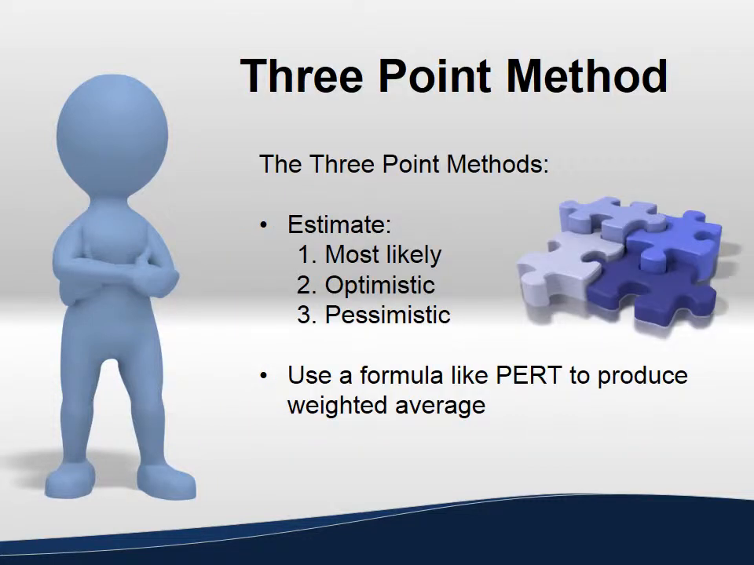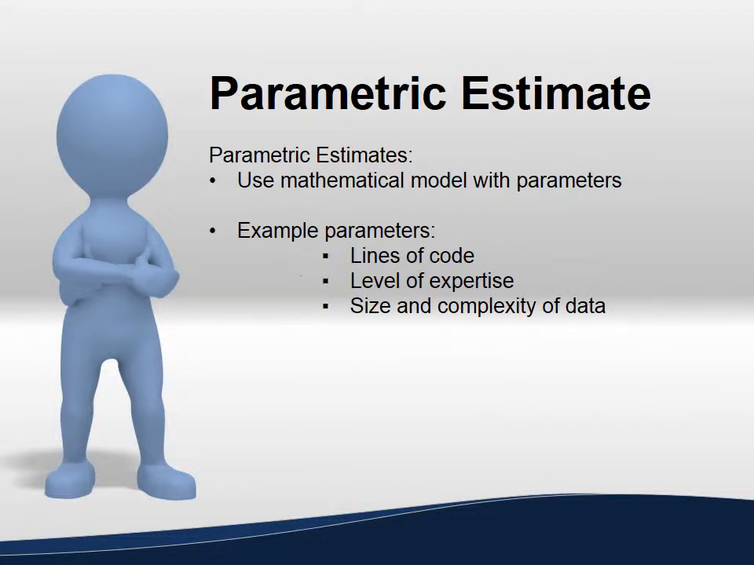The three-point method produces an estimate by estimating the most likely, optimistic, and pessimistic costs for items in a project. Then, using a formula like PERT, these three estimates are used to formulate a consolidated estimate. The parametric method produces an estimate by quantifying every aspect of a project into parameters. These parameters are then used in a formula to calculate a cost. Example parameters may include lines of code, level of expertise, and size and complexity of data.